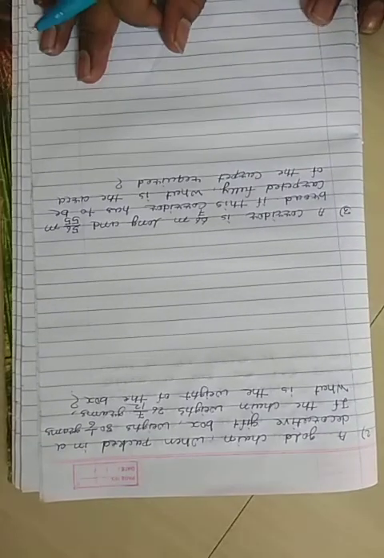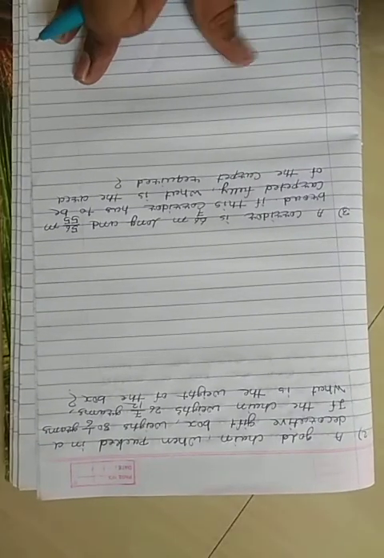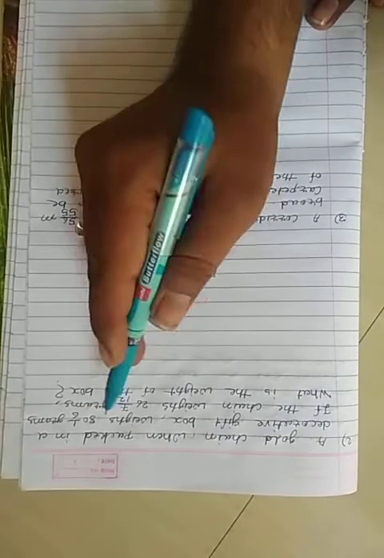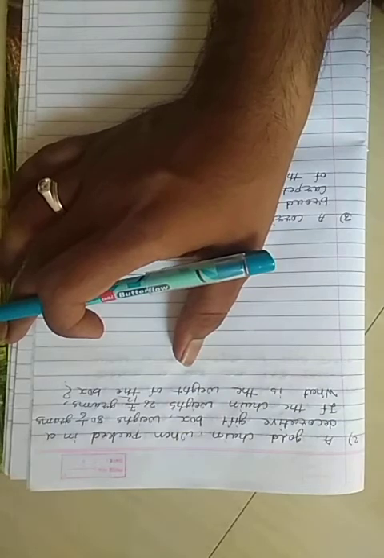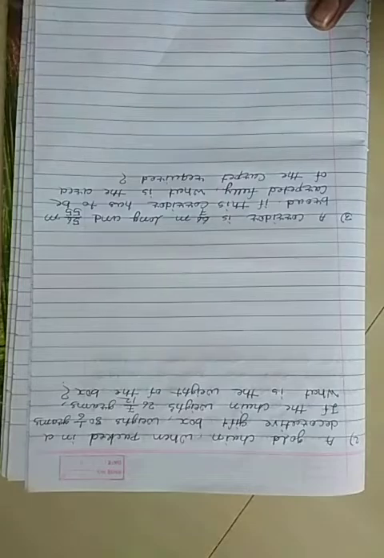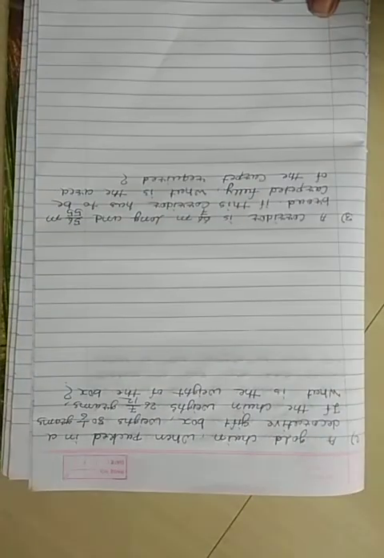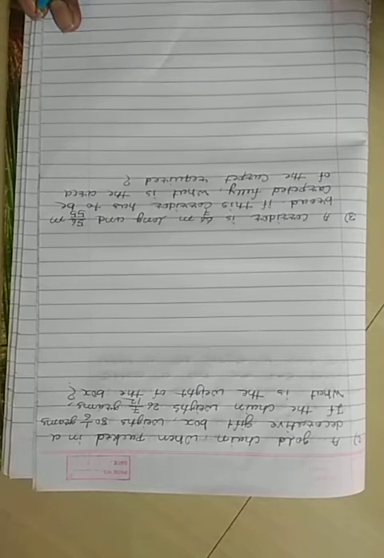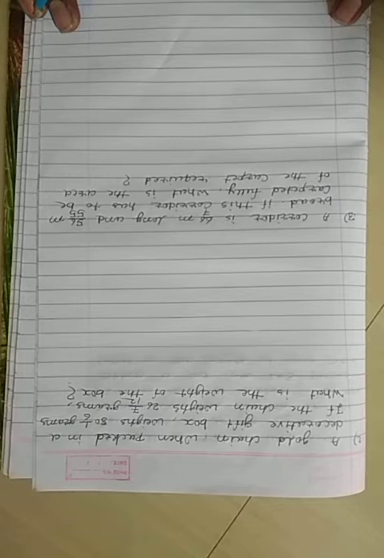Now student, in these few examples we are discussing, here in the second question: a gold chain when packed in a decorative gift box weighs 80 and 1 by 6 gram. It means that after packing the gold chain into a box, the total weight is 80 and 1 by 6 gram. If the chain weighs 26 and 7 by 12 gram, what is the weight of the box? Means, what is the weight of the empty box?